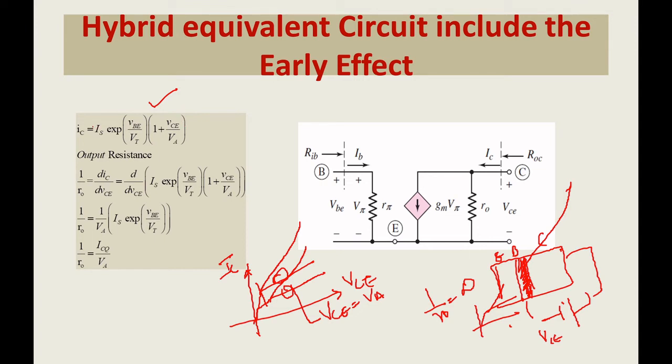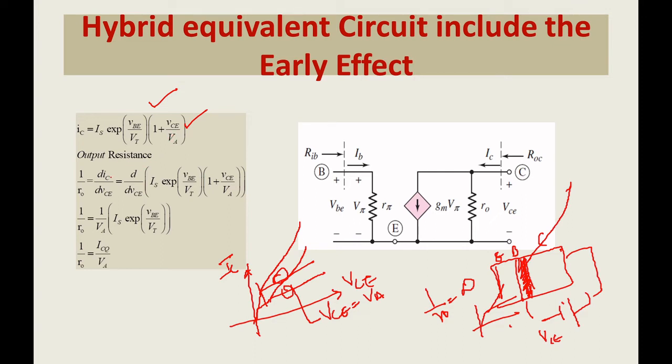You know that IC is nothing but IS exponential of V by Vt, but I include this term, 1 plus VC by VA, after considering the Early effect. I am not going to explain how you get this equation, since you studied that in the previous course. Just consider that after considering the Early effect you will get 1 plus VC by VA. VA is the voltage at which the IC starts to rise, so that voltage is said to be the Early voltage.